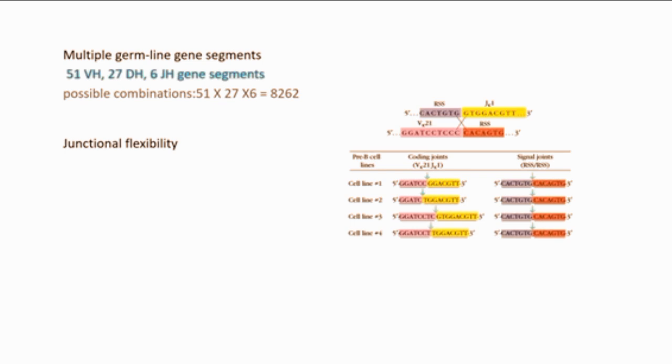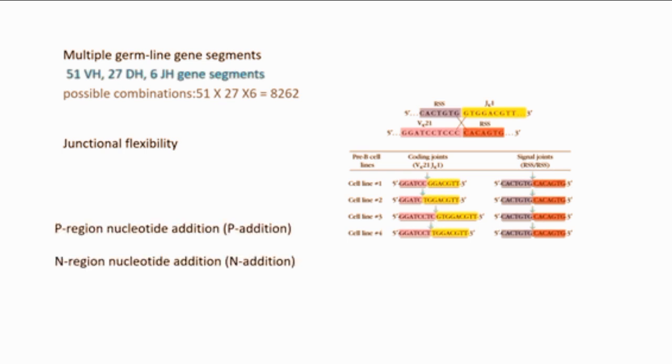Apart from that, there is junctional flexibility. That means whenever there is a double-stranded break, when the segments join together, there is flexibility in this joining process. Not only is there junctional flexibility, whenever the double-stranded breaks happen, there could be new nucleotide addition to it, which accounts for diversity. And after all these things, there is a process known as somatic hypermutation, which creates even more diverse antibodies.